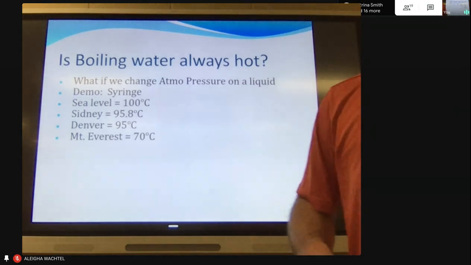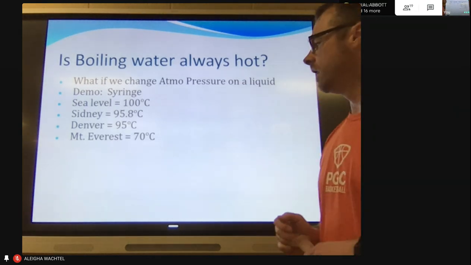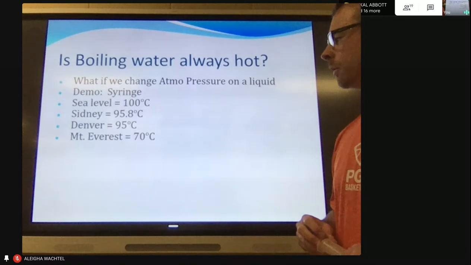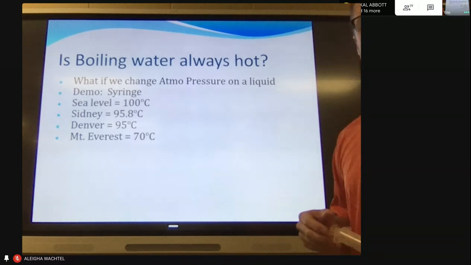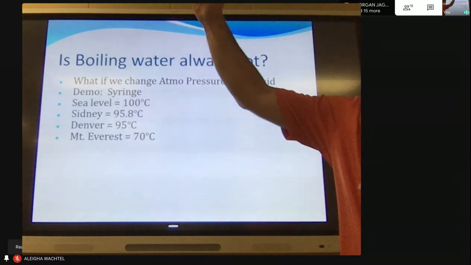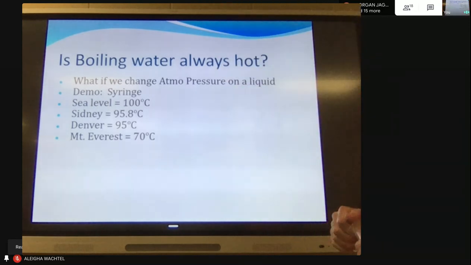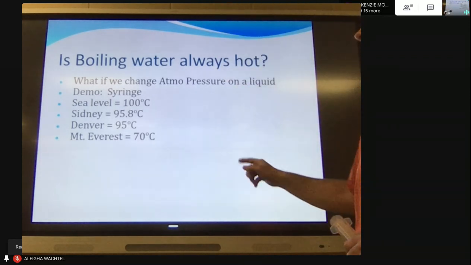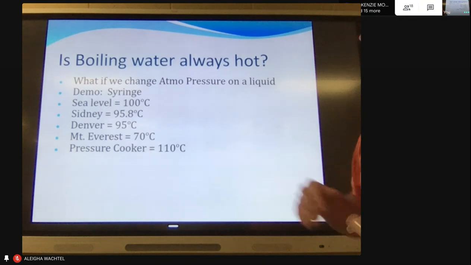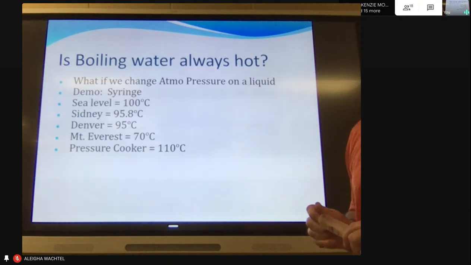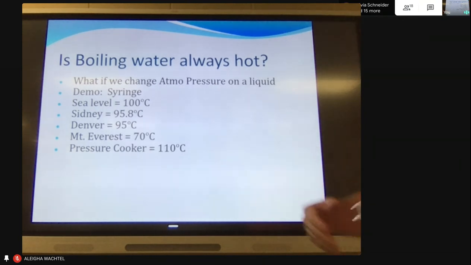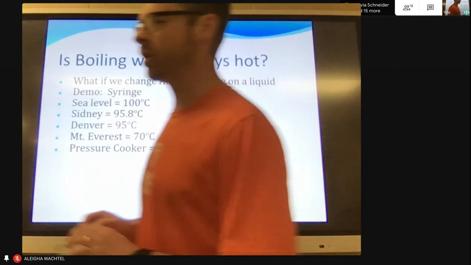If you went to the top of Mount Everest and you tried to boil water, it would boil at 70 degrees Celsius, once again, because as you go higher and higher in altitude, there's less air pressure pushing down on you. If you have an old school pressure cooker, it's about 110 degrees Celsius, or an Instant Pot, which gets super duper hot.